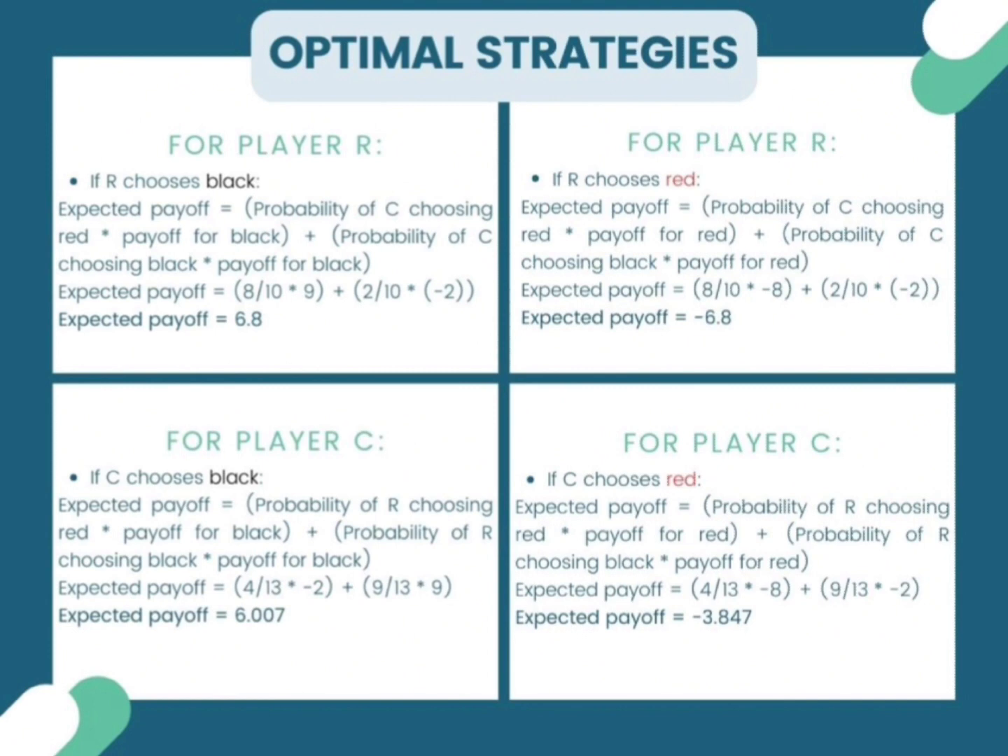To conclude, both players will choose a strategy that gives them the highest expected payoff. The optimal strategy for both players is to choose the color that maximizes their expected payoff given the probabilities of the opponent's choices. This means that player R will choose black with an expected payoff of $6.80, while player C will choose black with an expected payoff of $6.77. So the optimal strategy for player R and player C is choosing black cards. The value of the game remains negative $2.